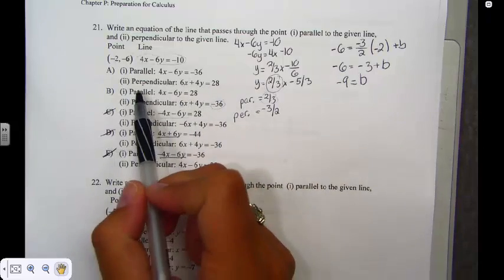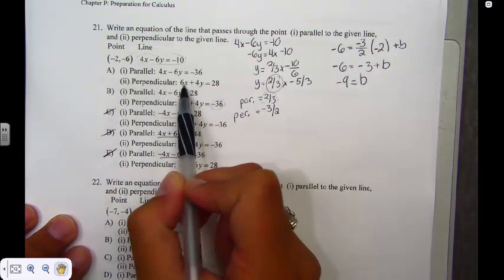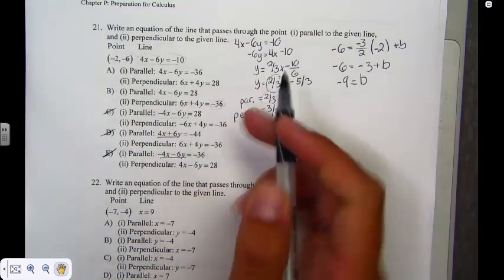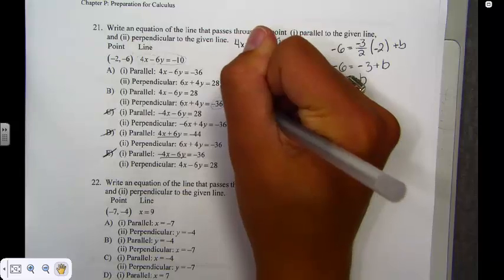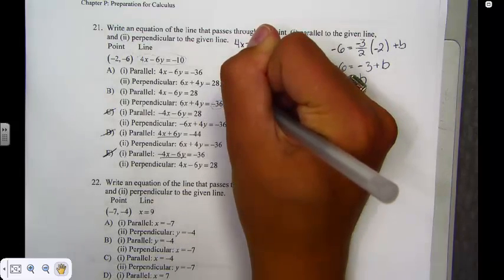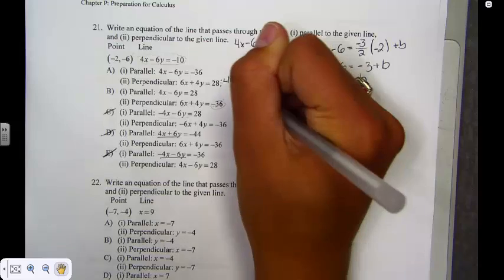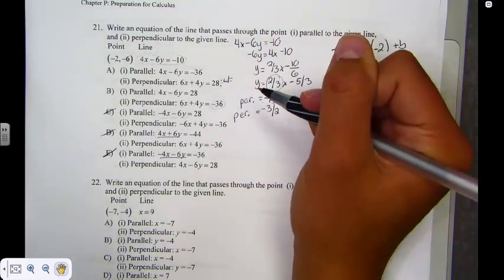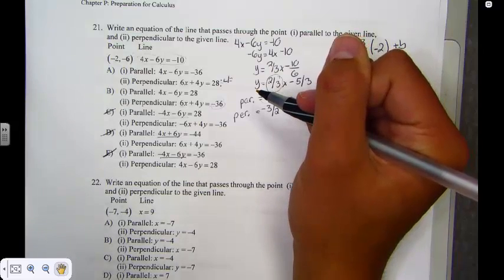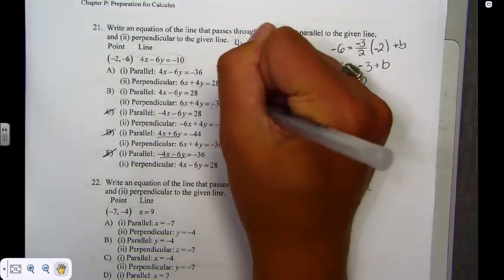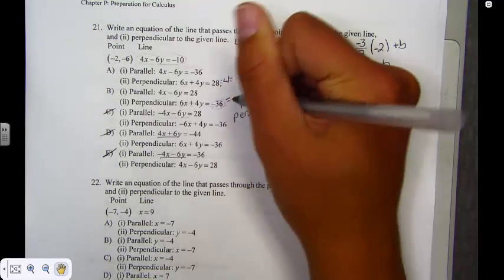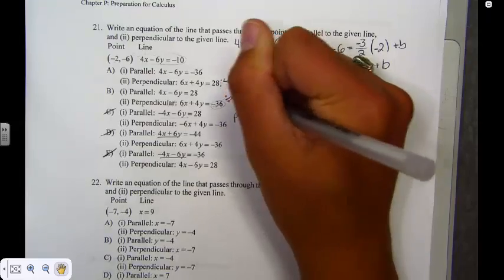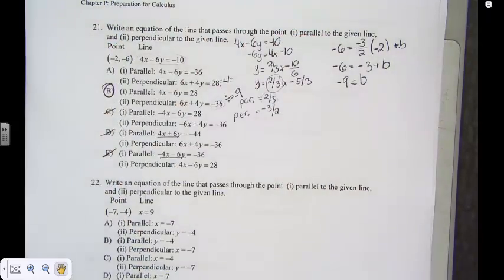So now we come back to our choices, and for perpendicular we have 6x plus 4y equals 28, or 6x plus 4y equals negative 36. 28 divided by 4 doesn't equal 9. 36 divided by 4 will give you your negative 9 value, so we know it's B.